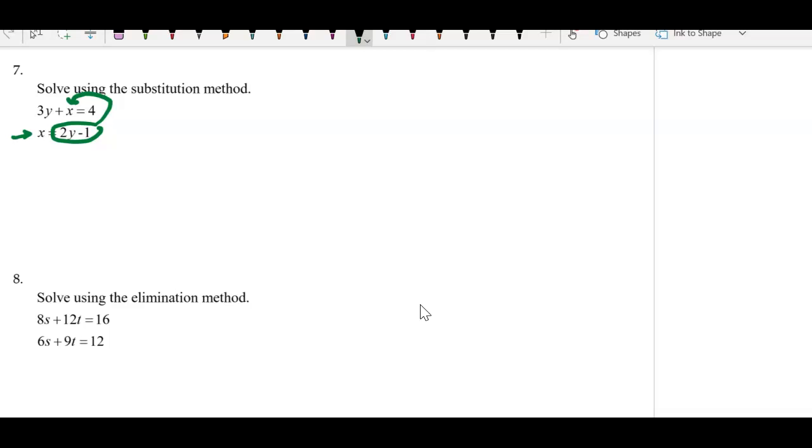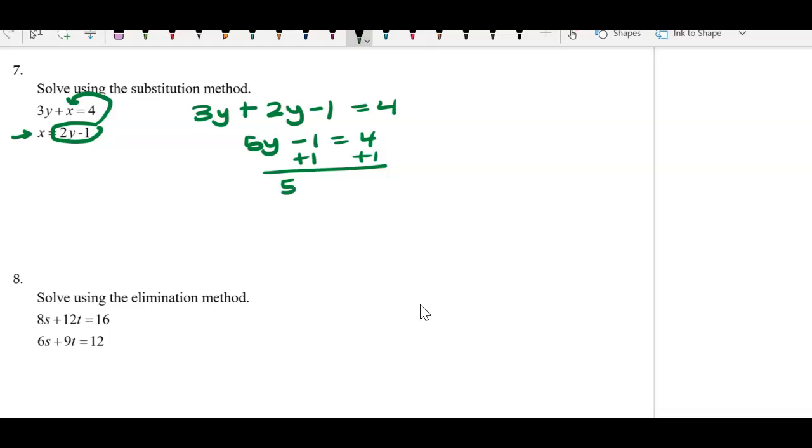All right? So I'll have 3y plus, and then instead of x, I'm going to put 2y minus 1 equals 4. And then I just need to solve for y. So 5y minus 1 equals 4. Let's add the 1 over. 5y equals 5, so y equals 1. Am I done? No, we still need the x. Yeah, we gotta have the x too.